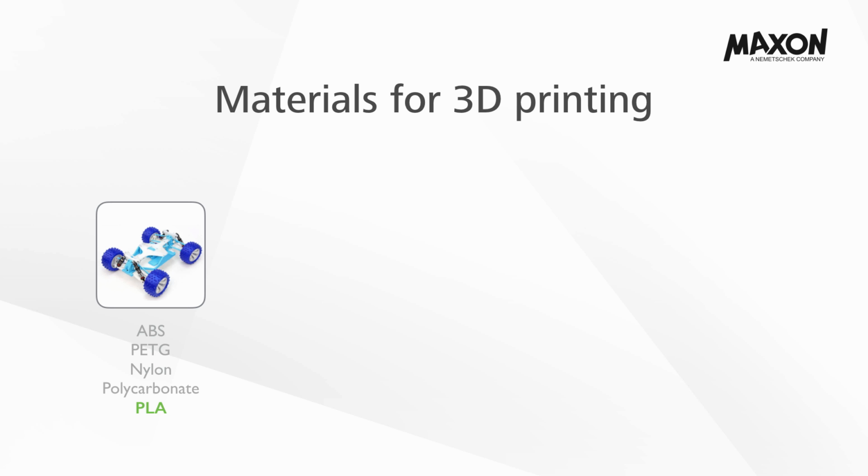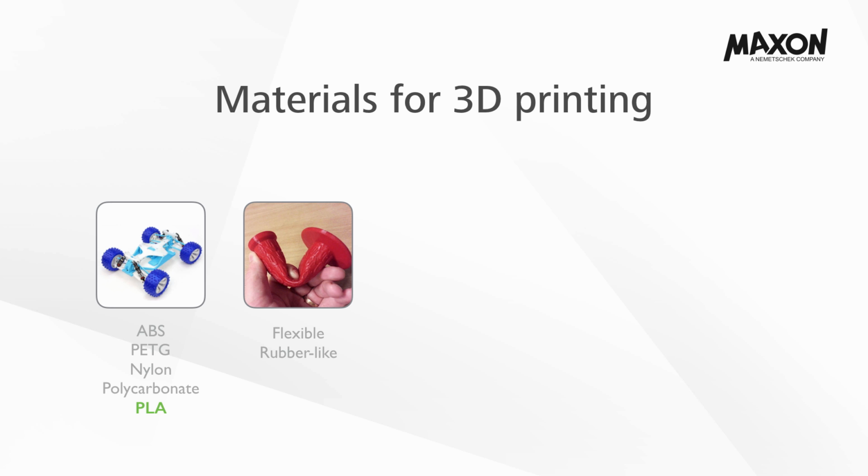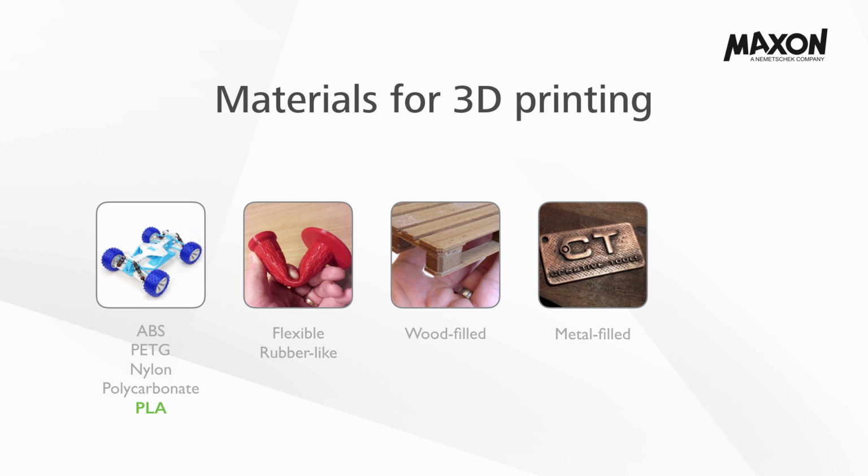The polymer industry is now gaining interest in supplying a variety of different materials for 3D printers. Now it is possible to print objects that are flexible as rubber. There are materials containing wood and metal particles, and there's also plastic that dissolves in water, which is perfect for support materials.